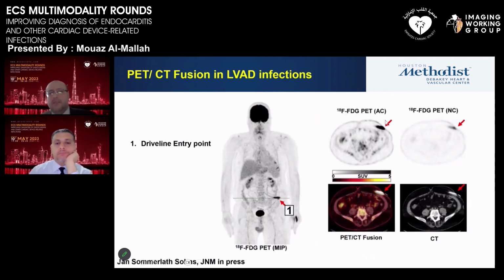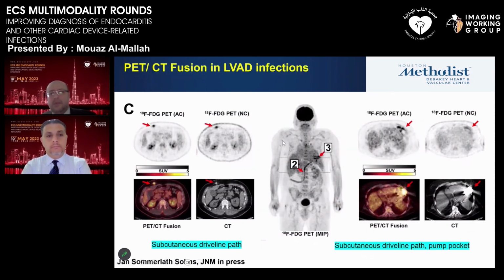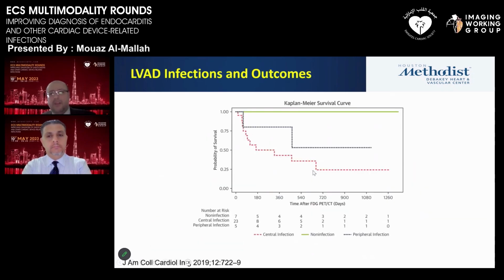We also look at the entry point, and you can see here the impact of attenuation correction, but again, it is very important to see that it's present on both of them. And finally, this is someone who had it on the entry point, but also on the device itself. Again, for these, you need to look at the attenuation-corrected and the non-attenuation-corrected images.